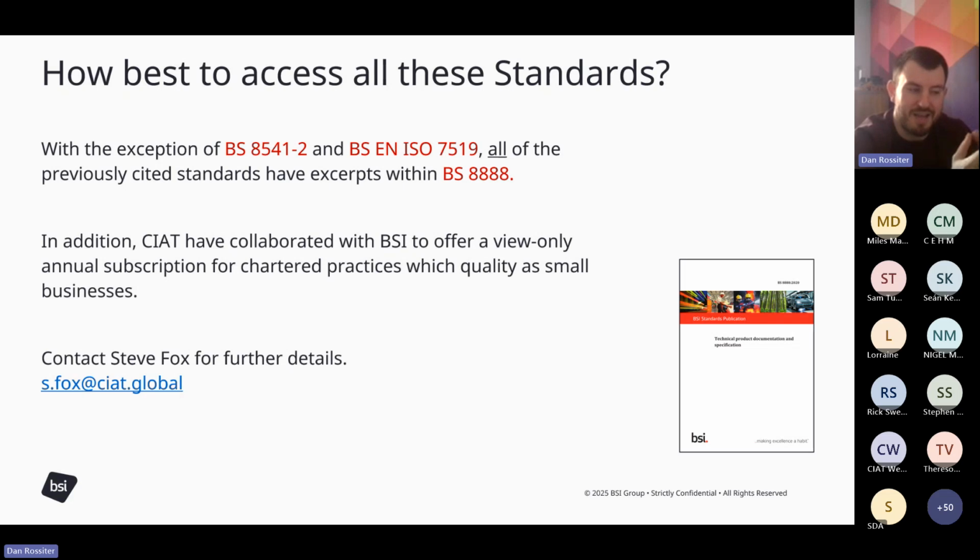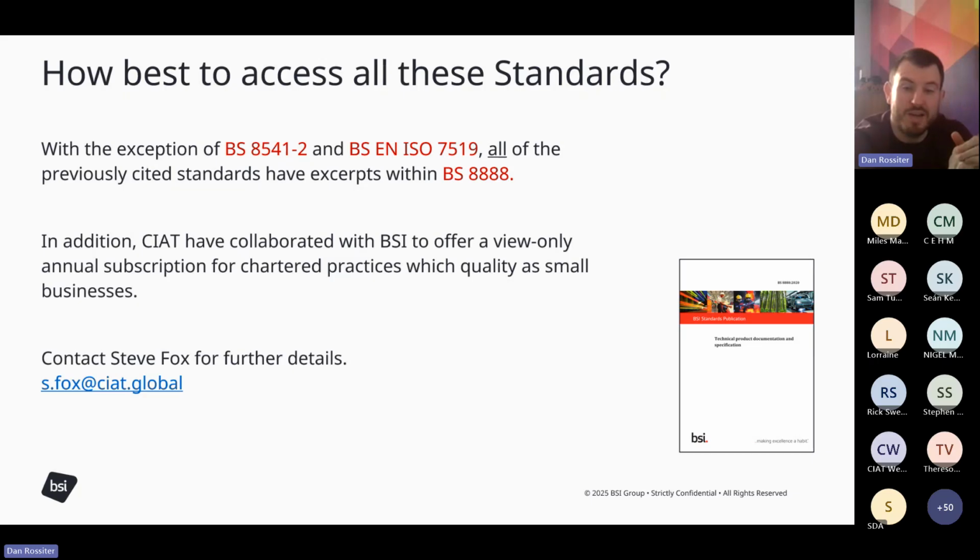It's domain agnostic, and by that what I mean is it's not specific to construction, so it doesn't have in it things like 8541 part 2, which is construction symbols, and it doesn't have 7519 because that's more kind of construction drawings when it talks about the general arrangement and those sorts of things. But otherwise almost everything I've talked about is in that one standard.